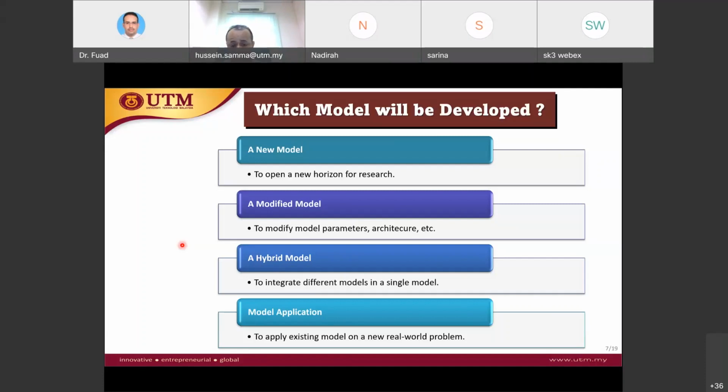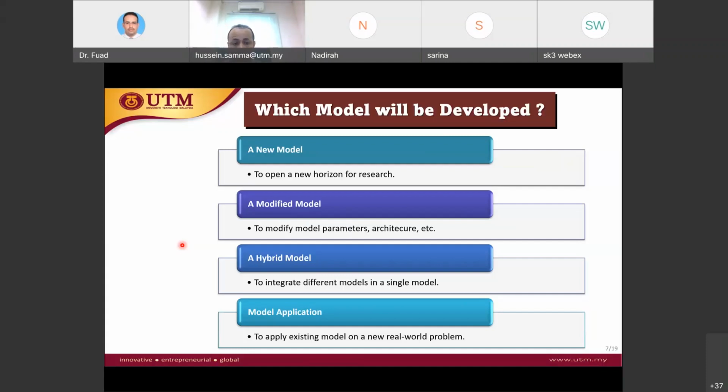At the lowest level here, sometimes you do not care about modifications or enhancement or hybridizing these kinds of soft models together. We just look for the application of these existing models. So we just apply the model and use it as it is. So this is the lowest level in terms of what kind of model that you are going to present.